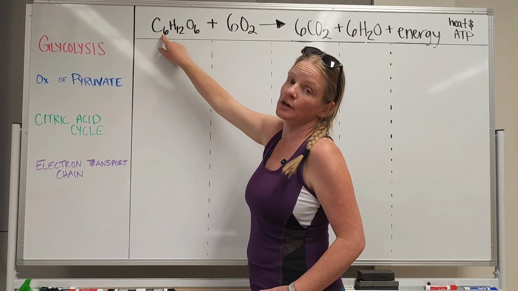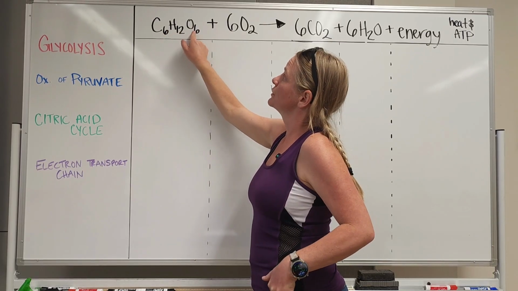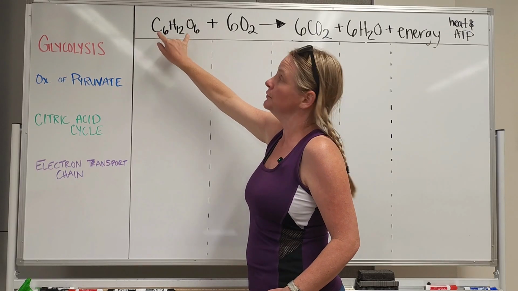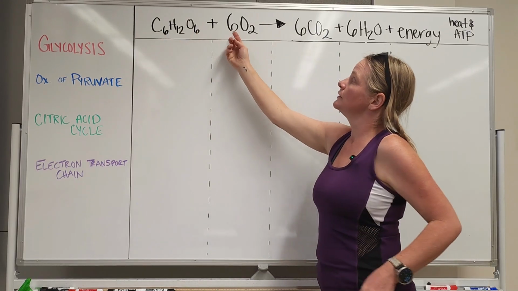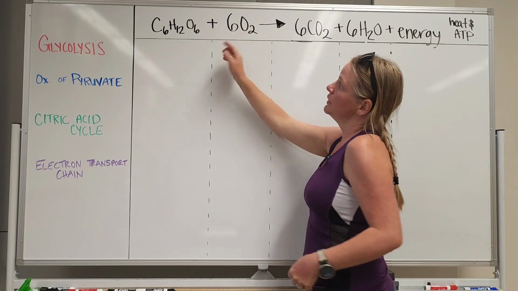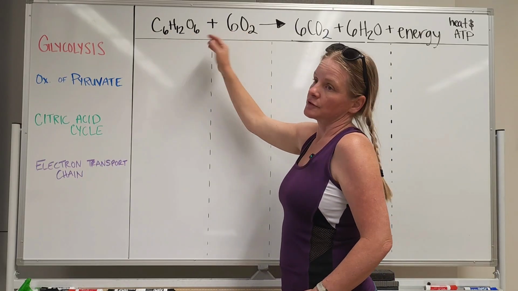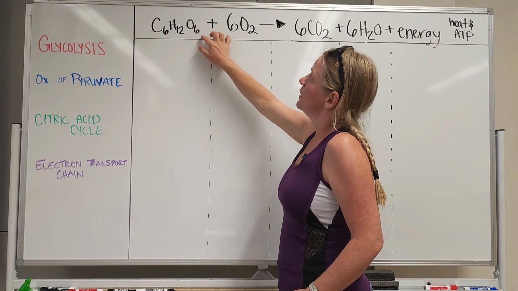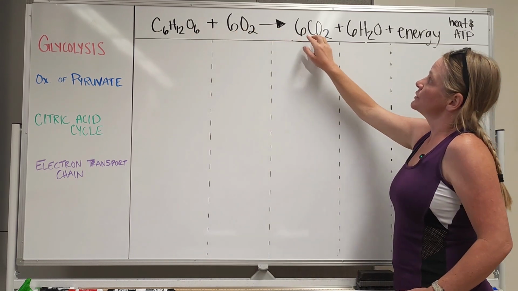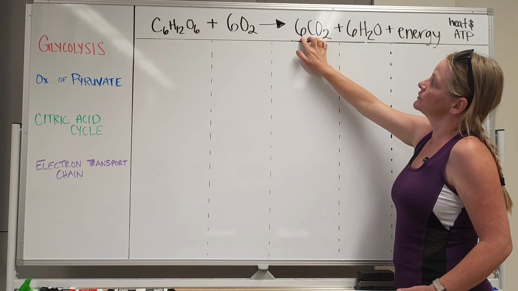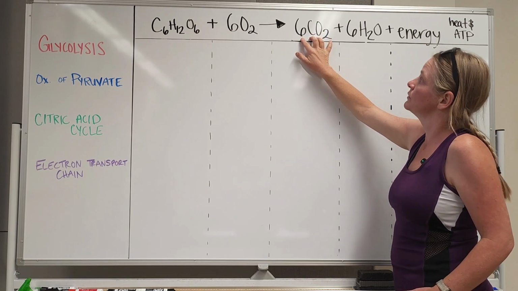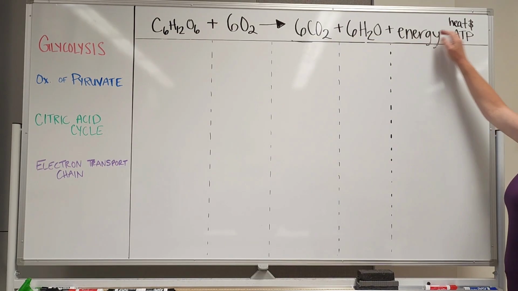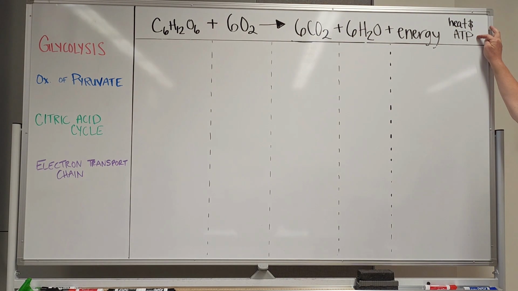C6H12O6. This means there's 6 carbons, 12 hydrogens, and 6 oxygen atoms in this glucose molecule. We also need 6 oxygen molecules. 1 glucose and 6 oxygens are our reagents. These are our starting point. At the end of the equation, we are going to end up with 6 carbon dioxide molecules, 6 water molecules, and then energy in the form of both heat and ATP.